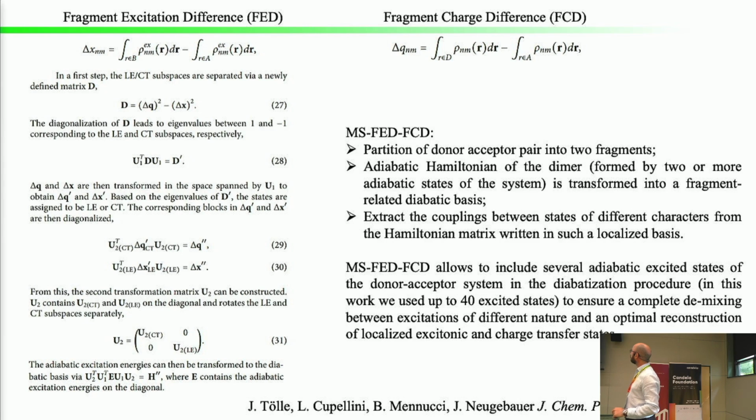And the advantage of this is that with this diabatization procedure, you can use a large number of excited states. In this case, we use around 40, and we can have a complete demixing between the excitations of different nature.